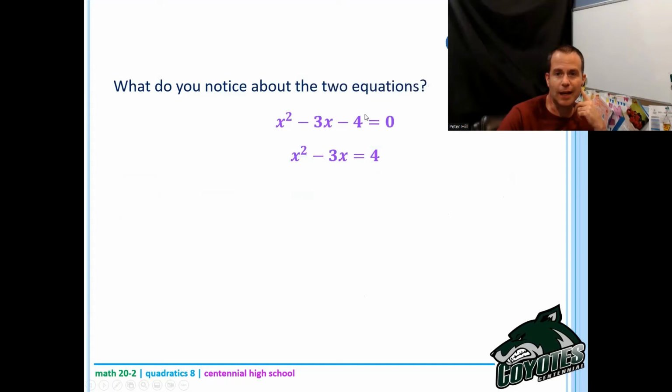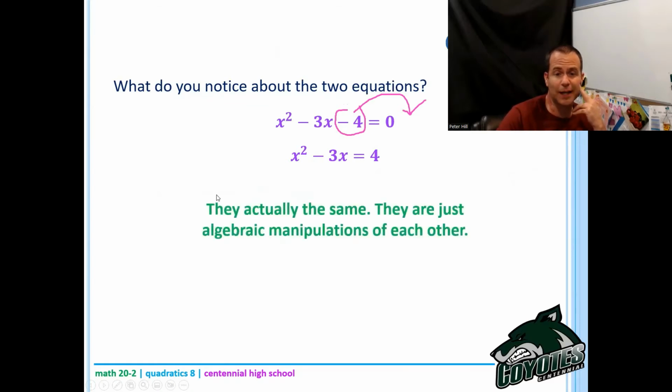Okay, now, what do you notice about the two equations? Okay, well, let's take a look. Didn't I actually just take this -4 and add it to both sides so it appeared over here? Okay, so really, aren't these two equations the same equation, just algebraic manipulations of each other? Okay, and that's why we actually get the same answer for them. They are actually the same. They are just algebraic manipulations of each other. Okay.